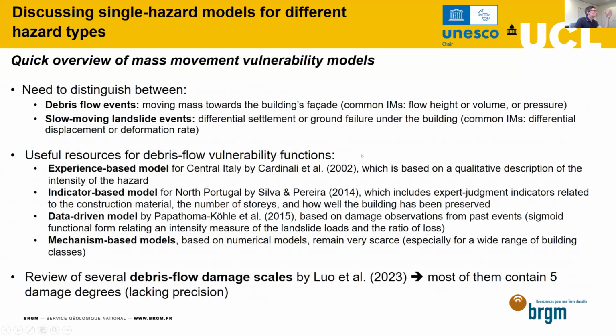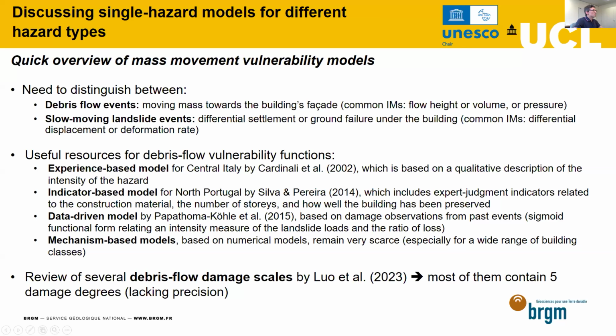And I will finish here for single hazard models with an example of mass movement vulnerability models. Some people speak about landslide vulnerability models, but there is first a need to distinguish between debris flow events, where a moving mass will impact the building's facade, and then you can relate it to the flow height or volume or the pressure applied on the structural system. The second case is slow moving landslide events that can happen as a ground failure or differential settlement under the building, and you have to look at differential displacement or deformation rates.